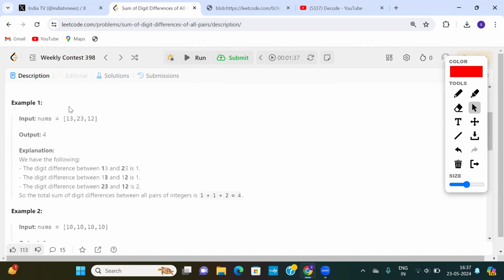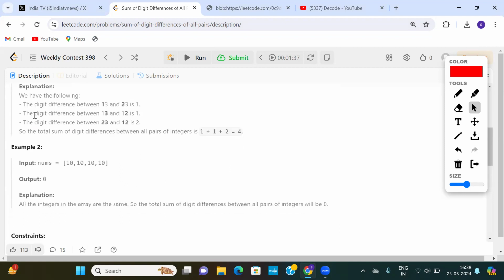See, this first integer was 13, the second integer is 23. So what is the digit difference between these two? For that, we will look at the same positions. At the first position, the number is 1, and here at the first position, the digit is 2. So these are different, right? Here it is 1 and here it is 2. So the digit difference will become 1. Now we will look at the second one. Here it is 3, here also it is 3. So they are same, so the digit difference will become 0. So overall the digit difference between 13 and 23 will become 1 plus 0, that comes out to be 1.